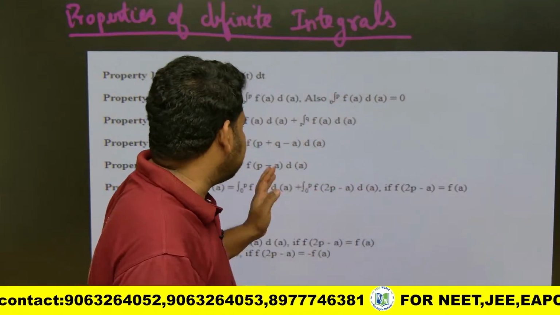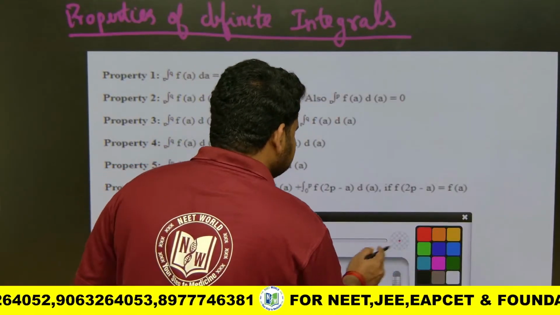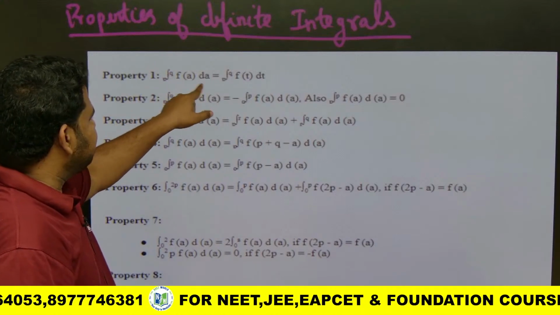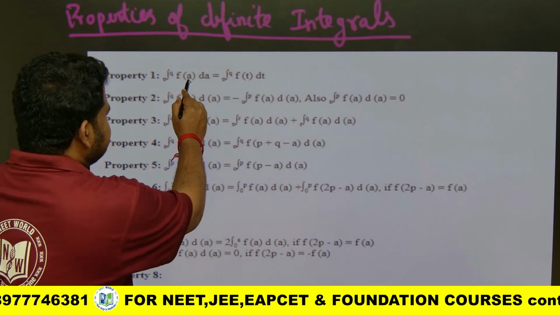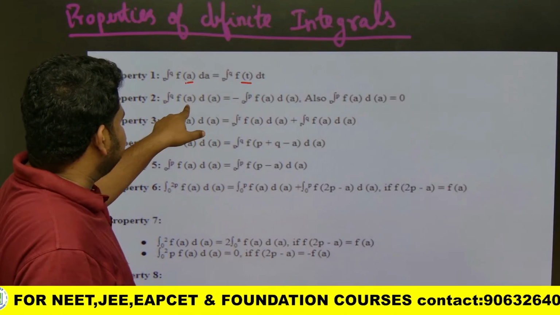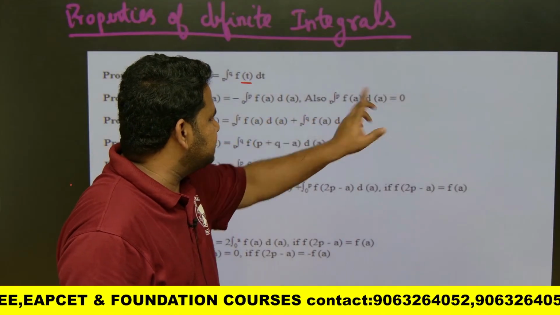Okay, alright, let us start now. When it comes to properties of definite integrals, you have to understand that there are some important properties. The integral of f(x) dx from a to b is the same as the integral of f(t) dt. That means whatever the variable is there, you can change it. If it is x, you can change it directly to t. Also, the integral from a to a of f(x) dx is equal to 0.